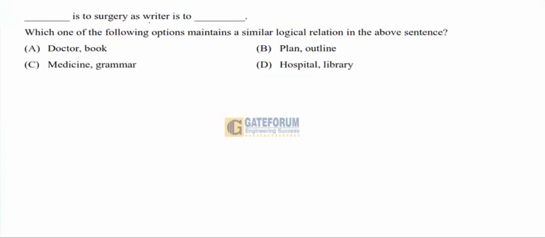For this question, dash is to surgery as a writer is to dash. Clearly, it is very apparent that the only possible combination is doctor is to surgery as the writer is to book. None of the other options comes even near to this regarding its applicability. So that is the answer.